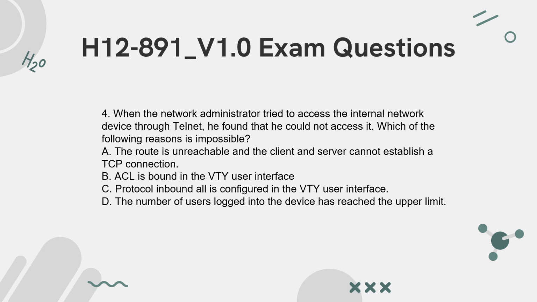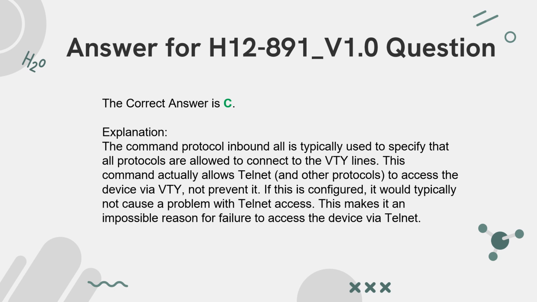When the network administrator tried to access the internal network device through Telnet, he found that he could not access it. Which of the following reasons is impossible? A. The route is unreachable and the client and server cannot establish a TCP connection. B. ACL is bound in the VTY user interface. C. protocol inbound all is configured in the VTY user interface. D. The number of users logged into the device has reached the upper limit. The correct answer is C.